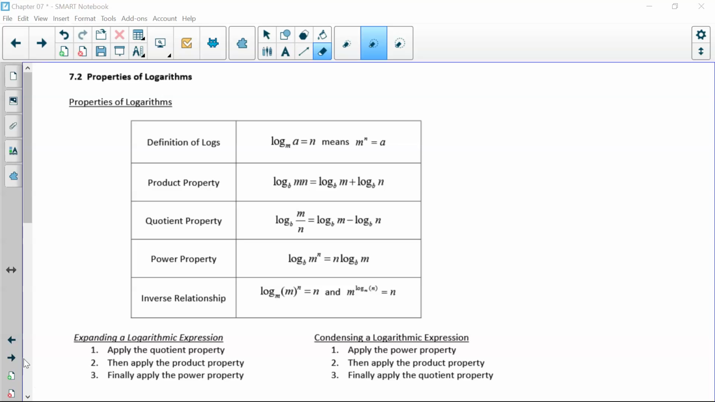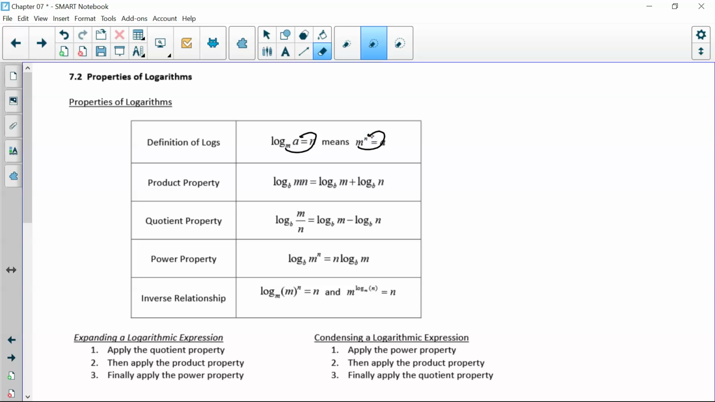and vice versa. So remember, log base m of a equals n. You can rewrite that as m to the n equals a using that swirl. And vice versa. You can also take it from exponential and go to logarithmic. M to the n equals a, log base m of a equals n.